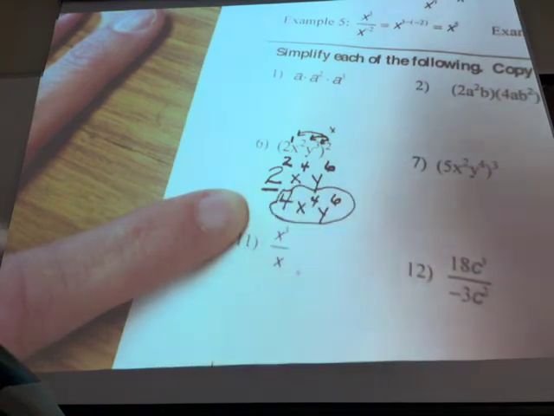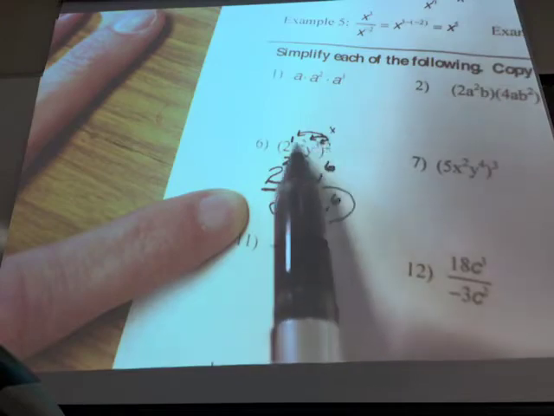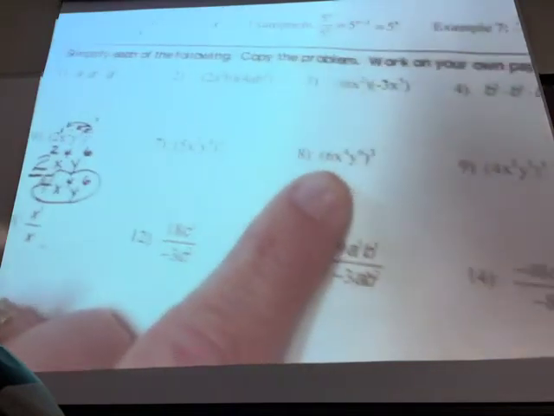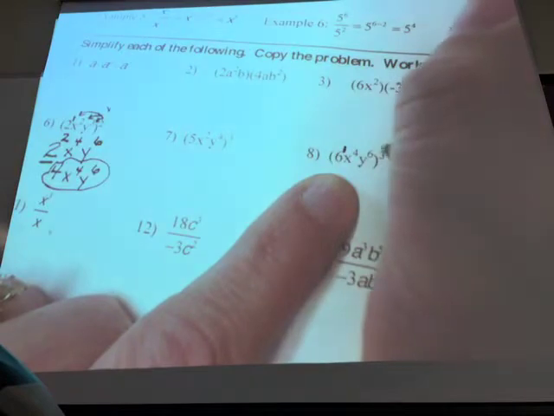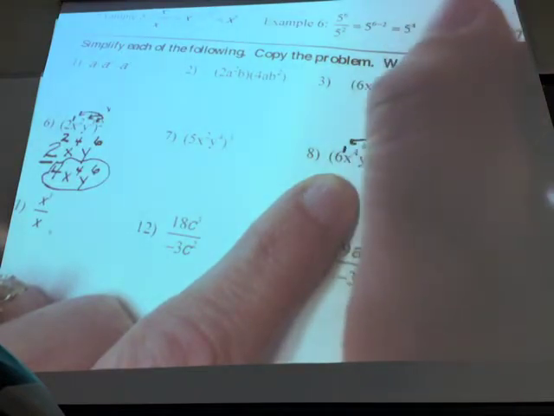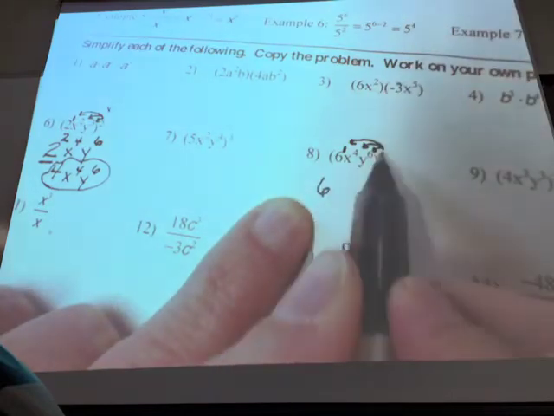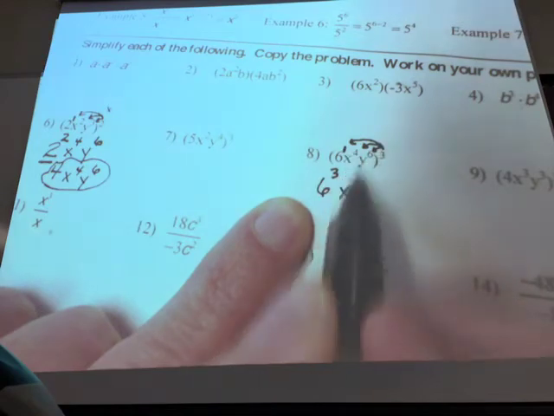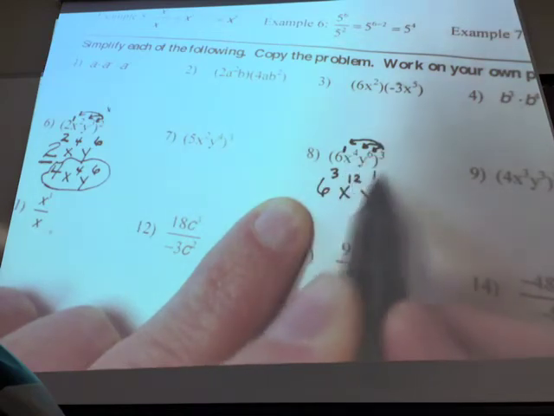Okay, so when you see a parenthesis and an exponent on the outside, it gets distributed to all of the exponents on the inside. Another quick one, let's look at number 8. Again, the 6 does not have an exponent, so you can put a 1 there, and then distribute the 3 to all of the exponents on the interior. So this becomes 6 to the 3 times 1, which is 3rd power, x to the 12th power, y to the 3 times 6, which is the 18th power.